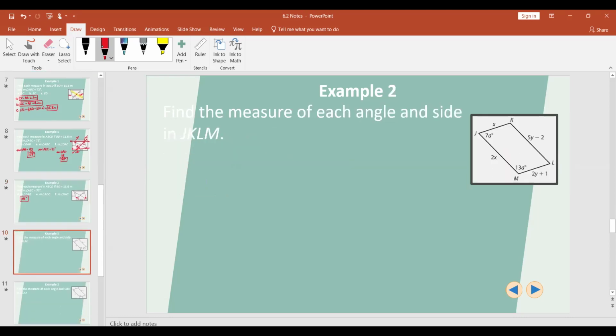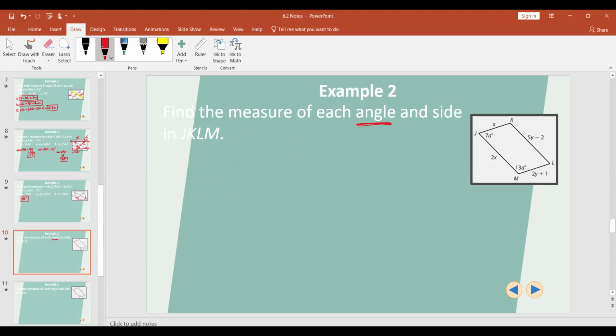Let's go ahead and move to example 2. Okay, so here we're finding the measure of each angle and side in our parallelogram JKLM. All right, so I'm going to start off and go ahead and find the angles. So this slide's going to cover angles. The next slide is just a repeat. We'll do the math for sides. I'm trying to make sure I give you guys plenty of room.